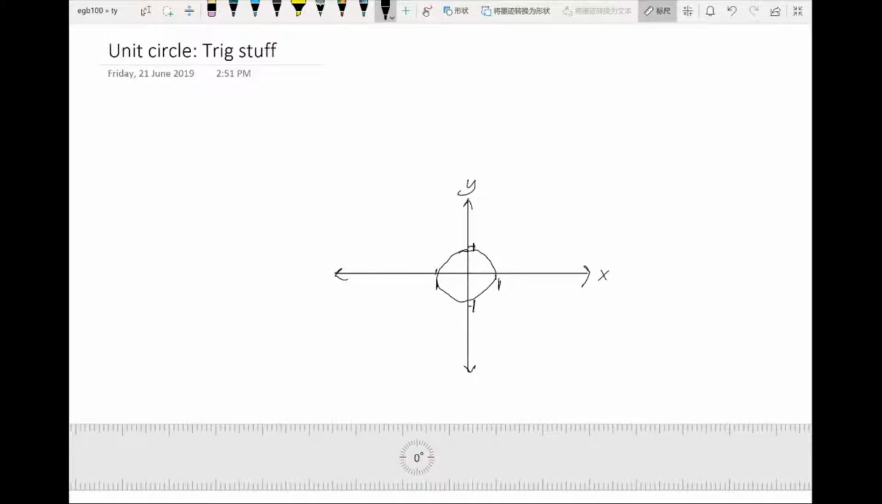Welcome to my first video on the unit circle. So first, let's remind ourselves what cosine, sine and tan mean. So start with sine.